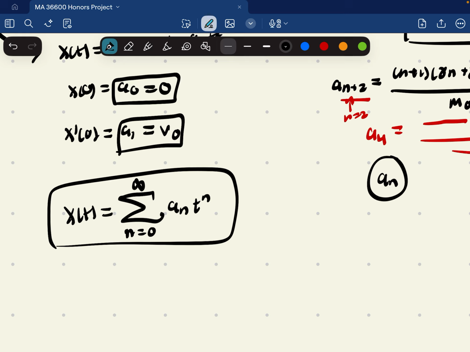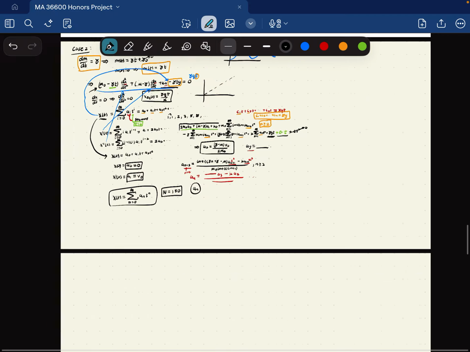So I just go up to some number of terms. I think I have n, the number of terms, equal to 150 or something. So I have quite a few terms here, so you get a decent approximation of your function x. So let's look at some solution curves.